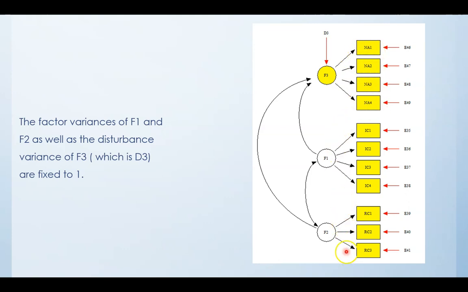Note that we don't have any scaling items here for factor 1, factor 2, and factor 3, and instead I have fixed the variance of factor 1 and factor 2 as well as the variance of this disturbance term to 1. Okay, now let's go to EQS to specify and estimate this model.